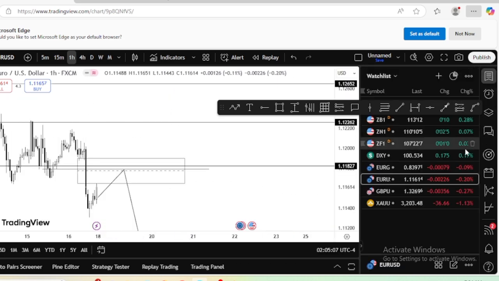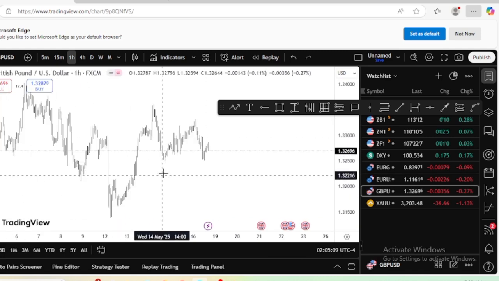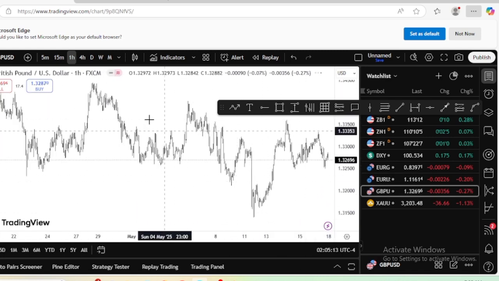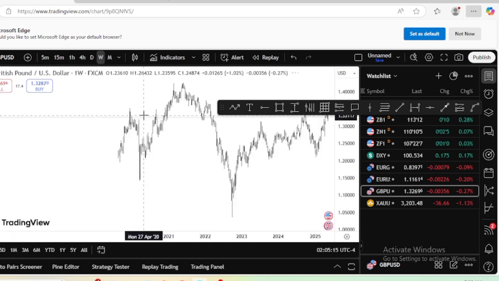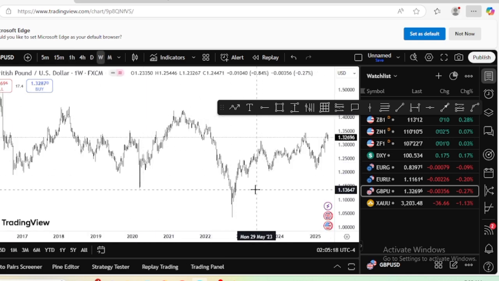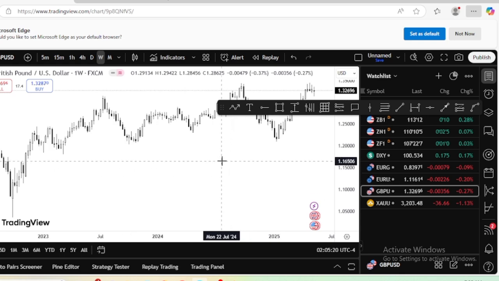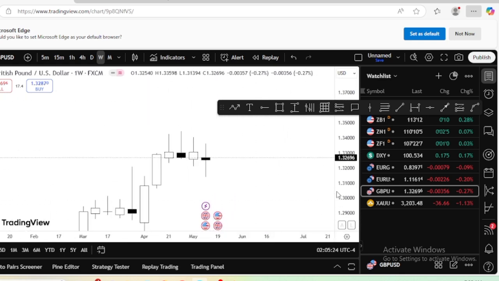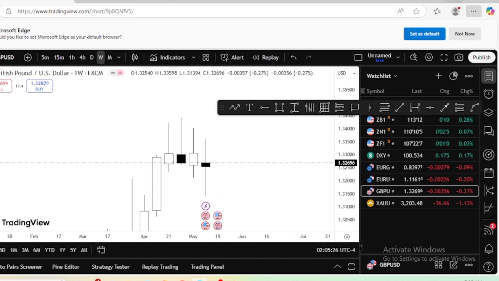Then if you go to GU, GU now is more of consolidating to me, if you really look at it. If you go to the weekly time frame, I'm not going to go. The reason I go to trade GU is when I see the daily time frame changing. You can see the fact that it's even respecting the weekly FVG.